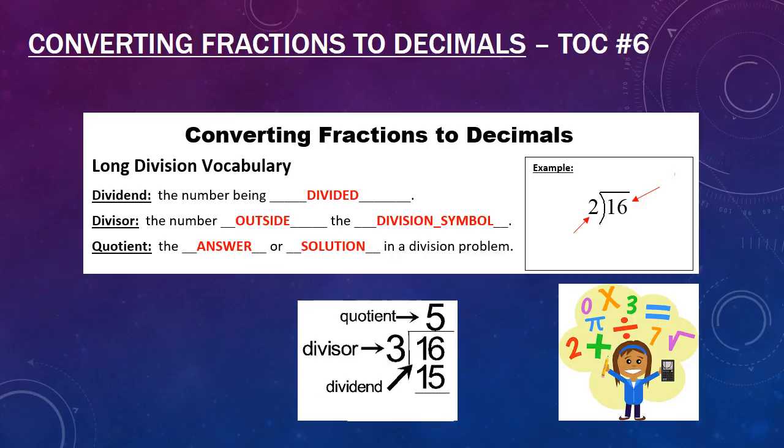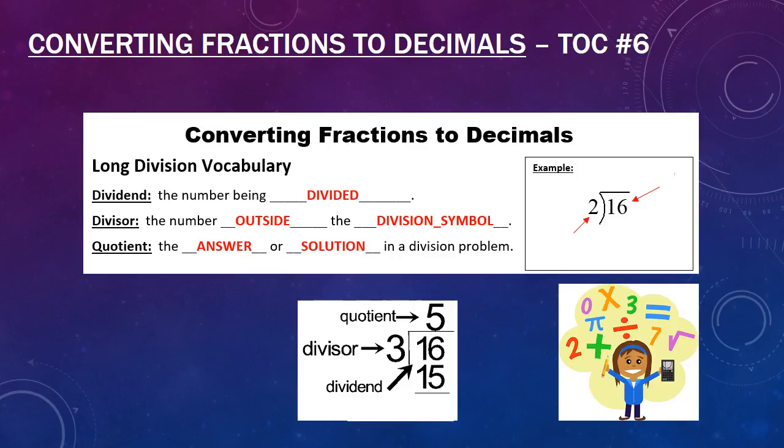So let's look at this picture that you see down here below. You can see the quotient is the answer, or the number that sits on top of the division symbol. The divisor sits outside on the left of the division symbol, and the dividend, or the number being divided, is on the inside of the division symbol.